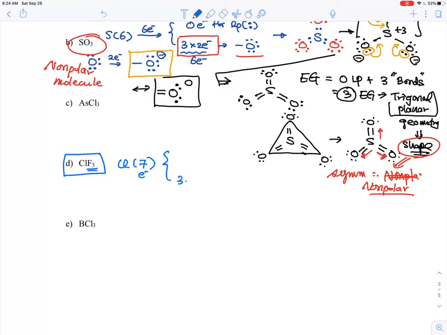So 3 electrons are being used for forming bonds, right? So 3 bonds, one to each fluorine. Okay? Fluorine has 7 electrons, right? And they need 1 electron to form the bond. So among the 7 electrons they have, they're using 1 of them.